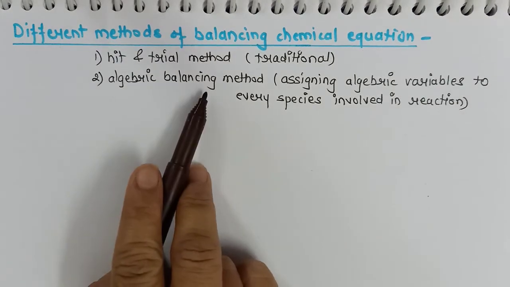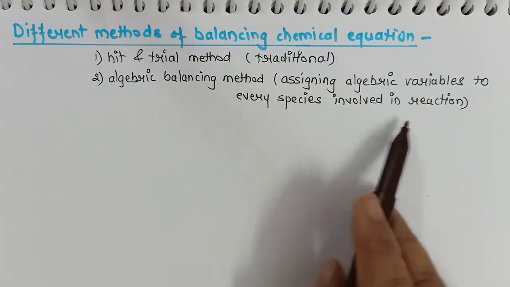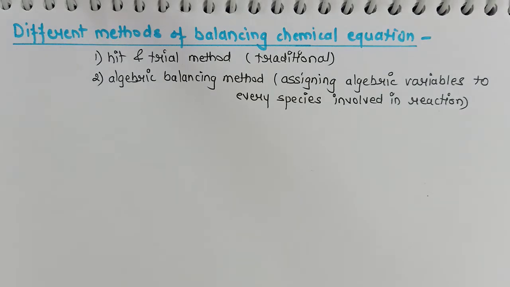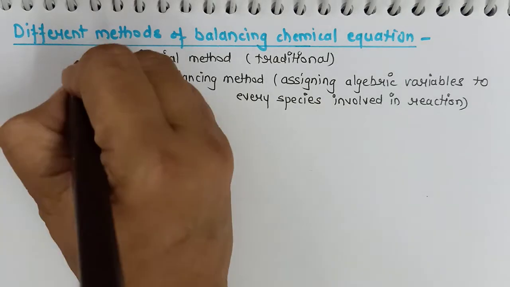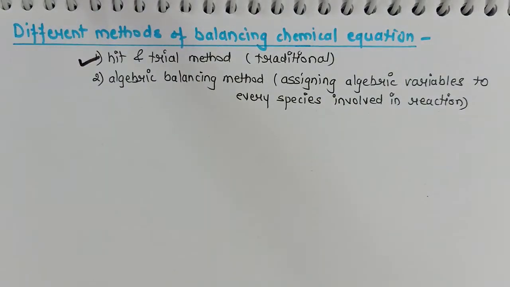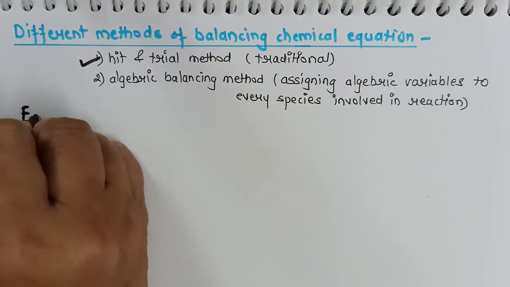The algebraic balancing method is based on assigning algebraic variables to every species involved in the reaction. But for class 10th level, we are not going to study the algebraic balancing method. We will study only the hit and trial method, which is a traditional method. So let us begin with the first example.